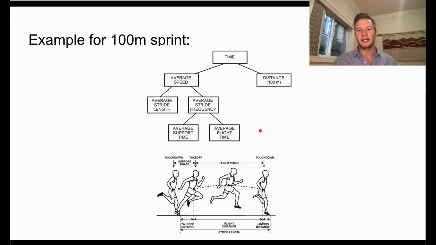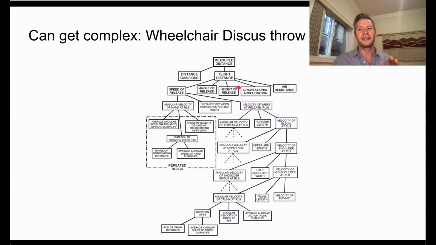Maybe a little simpler would be like a jab in boxing, but even then, it can be relatively straightforward. It can also get very complex. So not that you'd ever need to do this, but if you're looking at a wheelchair discus throw, there's a lot of variables that you can break down. There's a lot of physics happening here, right?